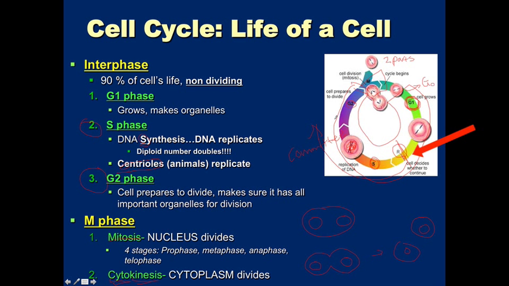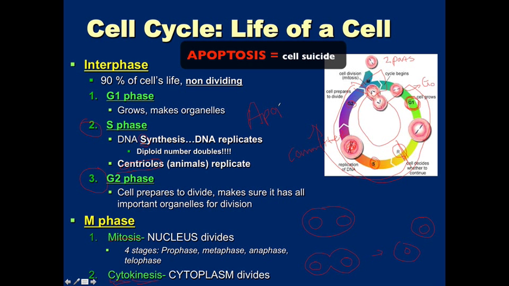Okay? The only way it will stop dividing is if something happens along its journey to get into M phase. DNA doesn't replicate like it's supposed to. The centrioles don't replicate. Anything like that and the cell will self-destruct. And we talked about what that was. Apoptosis, which is when the cell self-destructs.